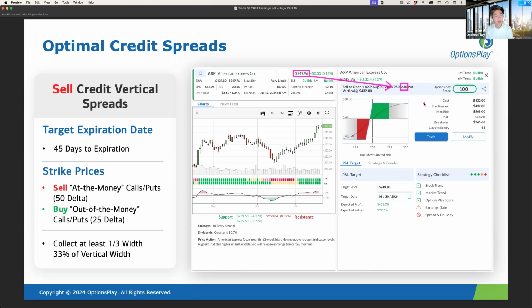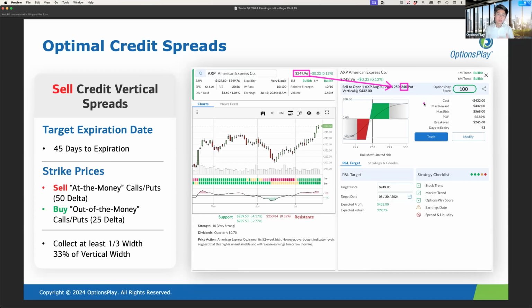And you generally tend to find these really high percentages of the vertical width on a credit spread going into earnings season, going into an earnings event, because the elevated implied volatility of the short option that you're selling, that at the money option, is the highest. And that's when you typically can capture these types of really elevated premiums going into an earnings event.